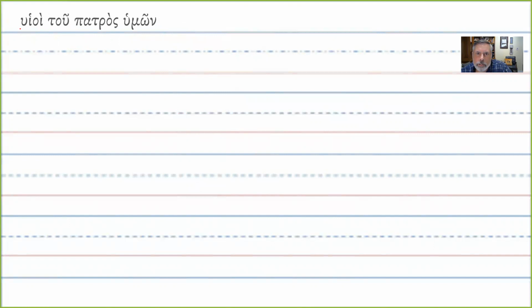Okay, so here's the son in the nominative, sons plural, I think it is. Yes, it's plural. See my nominative plural right there. And then I have the genitive of tou patros, and here's my genitive plural for humon. And so this is our second person plural genitive, so it is your, excuse me, your sons of your father. So this is in the genitive case, so sons of your father.